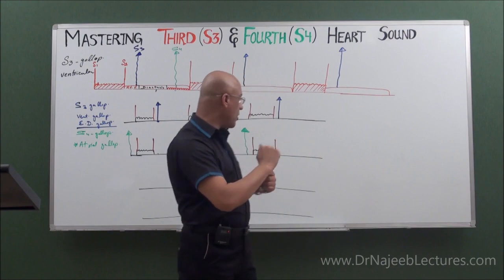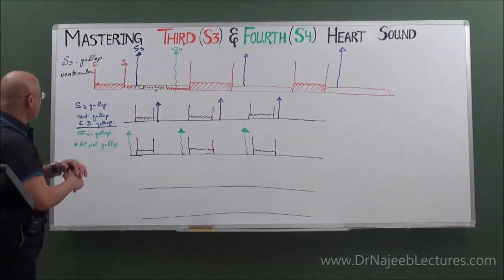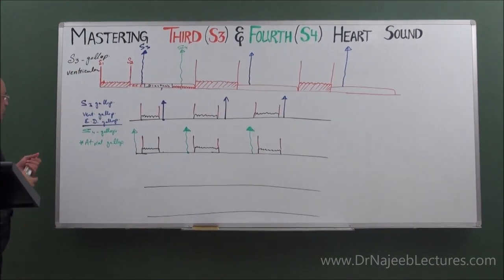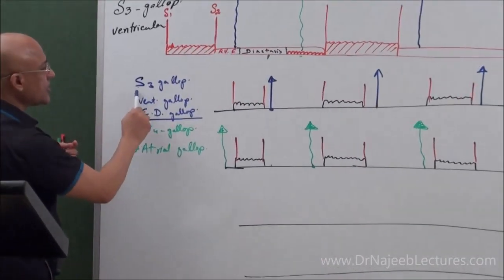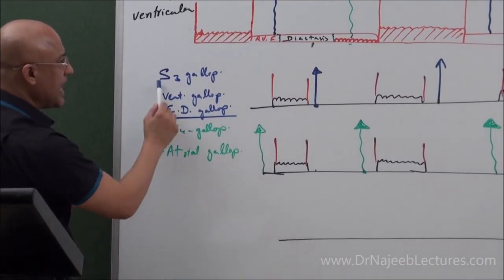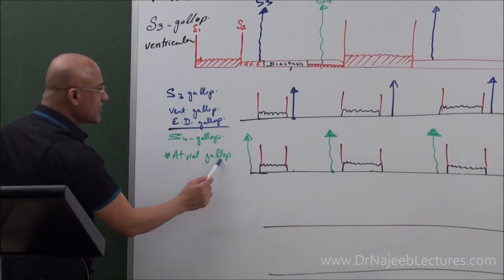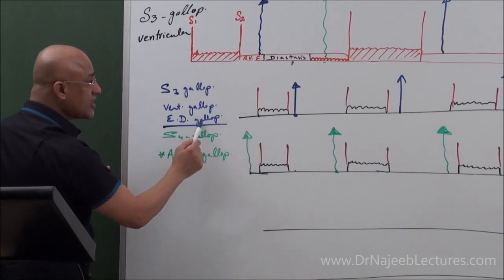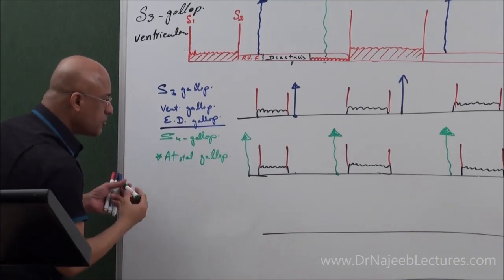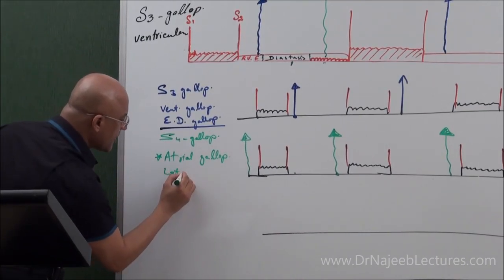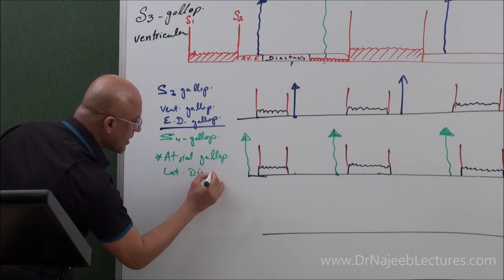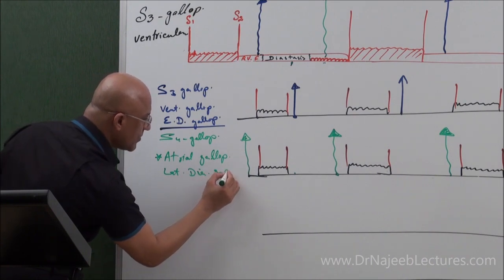Clear? Yes, sir. Now, this is also called S3 rhythm, this is called S4 rhythm, S3 gallop, S4 gallop, ventricular gallop, atrial gallop, early diastolic gallop, and this is pre-systolic gallop or late diastolic gallop, right?